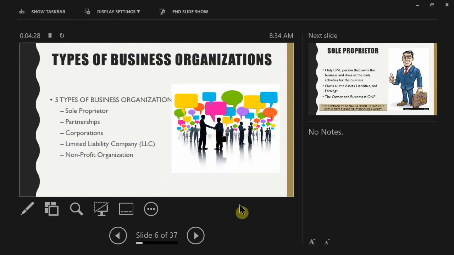So we're going to be looking at 5 different types of businesses. We have our sole proprietors, we have partnerships, we have our corporations, we have our limited liability companies, which is an LLC, and then lastly we have our non-profit organizations. So these are the 5 major business organizations that exist today.